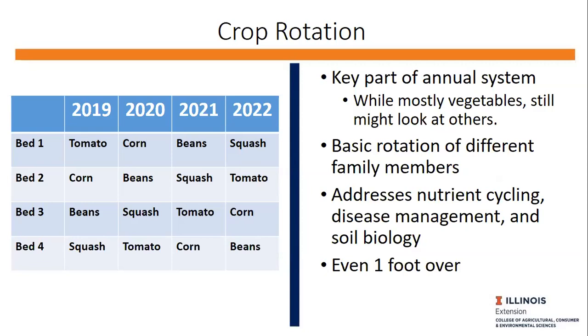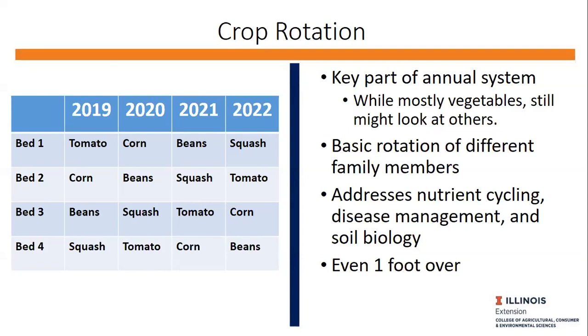The basic rotation then is different family members, and you can see here what I've done in this chart, that wherever I was planting my tomato, my corn, my beans, my squash, I'm rotating them for the next couple of years. There is a concern sometimes where folks are like, well, I don't feel like I have the ability to rotate. And yet I will share with you from a soil biological approach, even rotating 1 foot over will have some really good benefits. You may not necessarily see that, but from a soil perspective, that movement and that change can have a lot of great benefits to it.